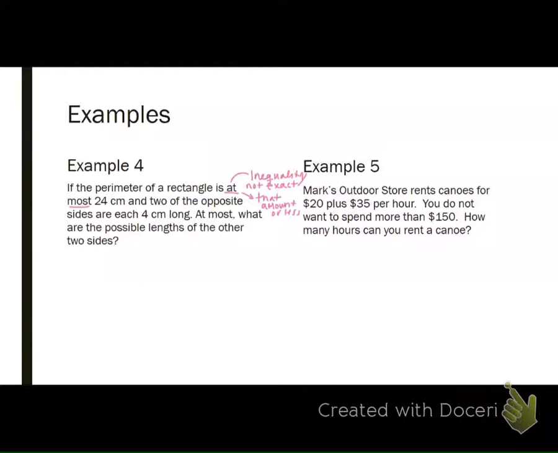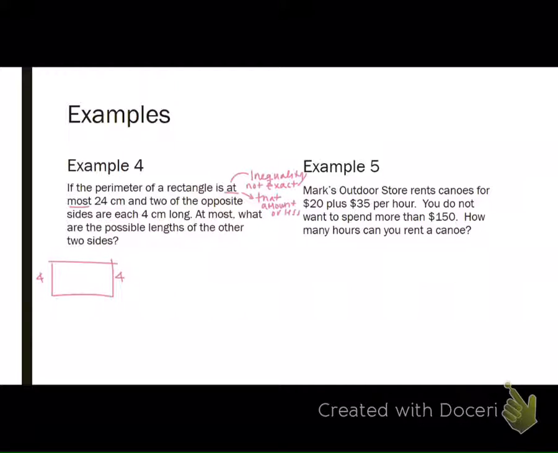Okay, so we have a rectangle with opposite sides of 4, and the whole entire perimeter is less than or equal to 24. What are the possible lengths of the other 2 sides? So what do we have to label the other 2 sides then? X, or I'm going to call it L because they're lengths. So L equals the length.